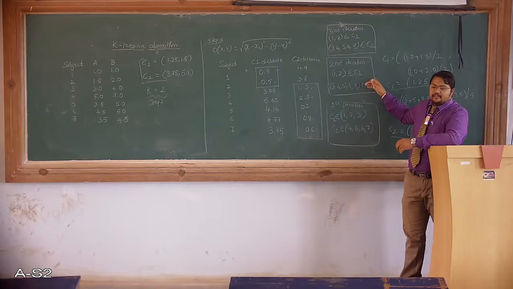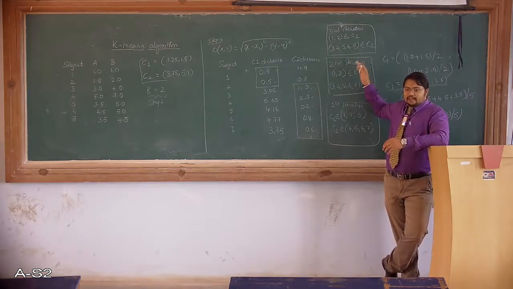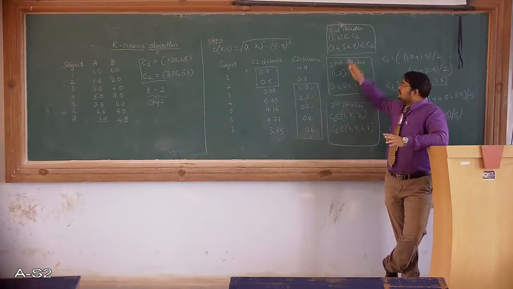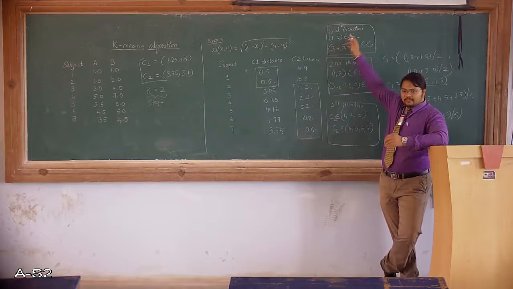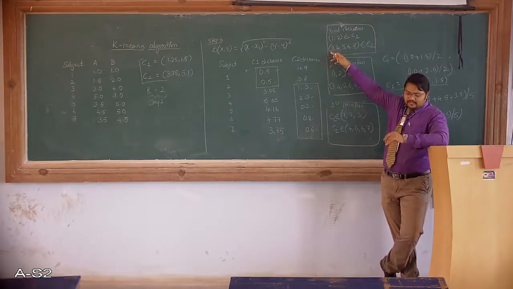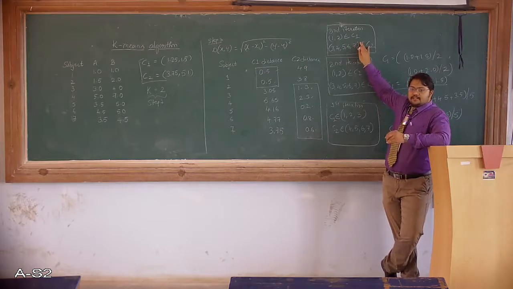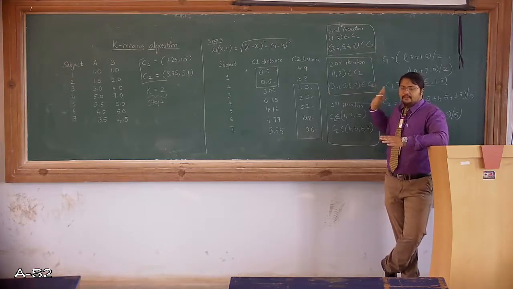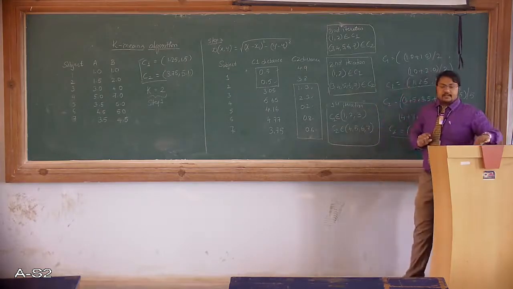So we say that the stopping criterion has been met, and hence at the last stage the elements 1 and 2 fall under the category of cluster 1. The elements 3, 4, 5, 6 and 7 fall under the category of cluster 2. Fine. So that is our final concluding statement. So this is how K-means works.